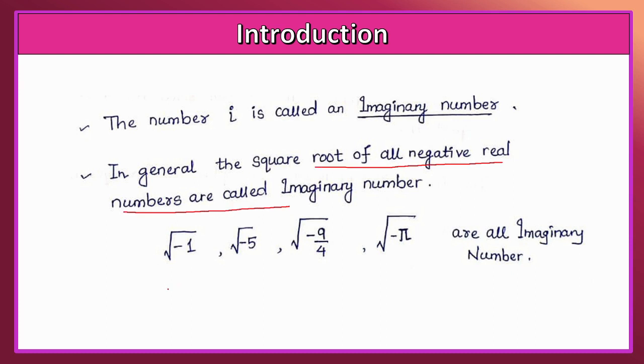This means root of minus 1, square root of negative 4, root of minus 10. It should be negative inside the square root. Inside the square root, the negative should be there. So these are all imaginary numbers. We call them imaginary numbers.